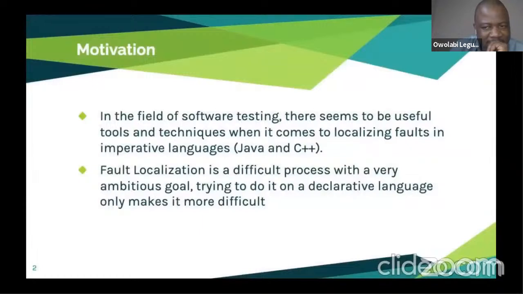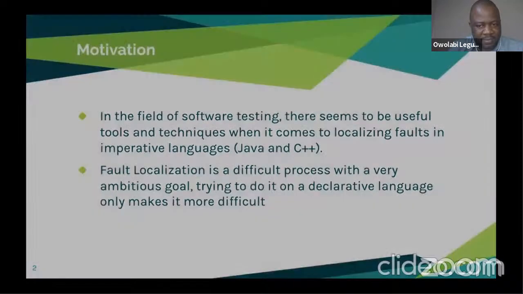So the motivation behind this tool is that in the field of software testing, there seems to be research on fault localization, but only on imperative languages. So the research ignores declarative languages like Prolog. This is partly because fault localization is already a difficult task, and trying to perform it on a declarative language just makes it more difficult.